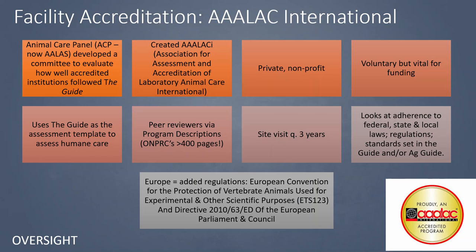The Animal Care Panel, ACP, which later evolved into the Association for Assessment and Accreditation of Laboratory Animal Care International, AAALAC International, initially established a committee to evaluate how well accredited institutions adhered to the Guide for the Care and Use of Laboratory Animals. This process involves rigorous peer review. Accredited institutions undergo comprehensive assessments based on the Guide, a detailed document outlining best practices for animal care and use in research. These assessments often involve extensive program descriptions, exceeding 400 pages in some cases.